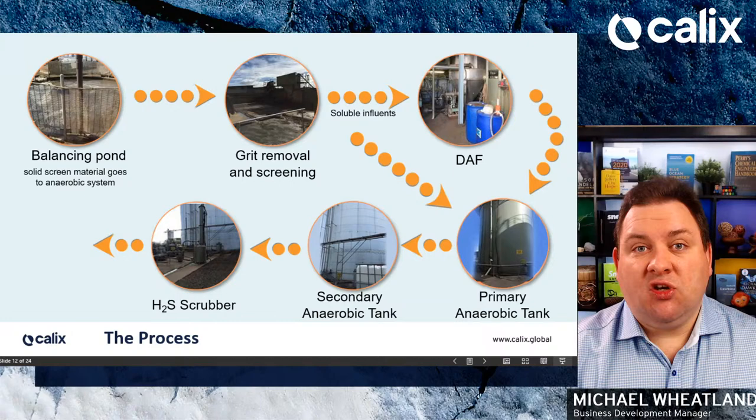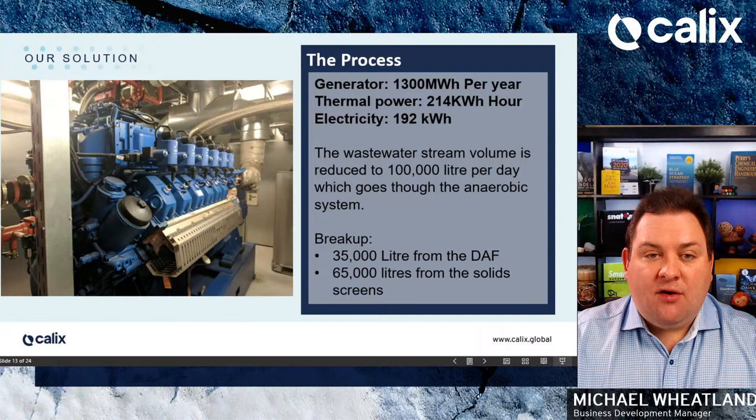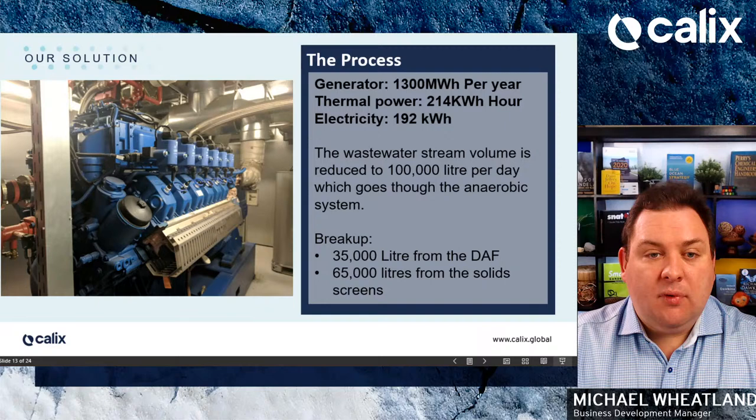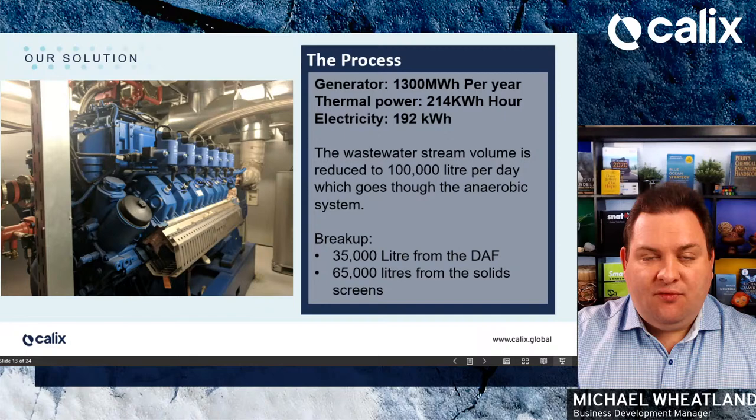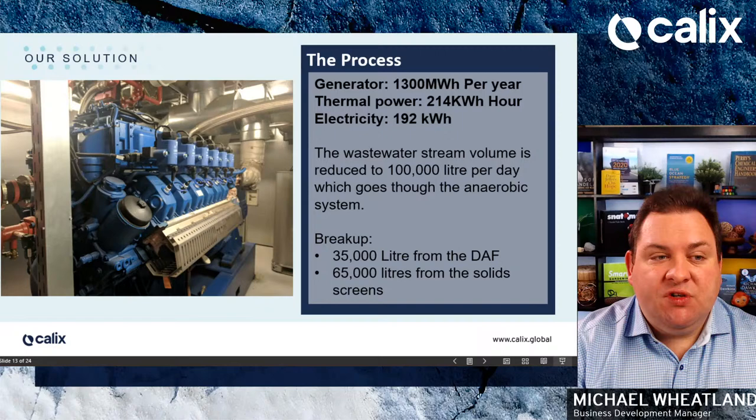These are the systems. So it's a 1300 megawatt generator. It's producing 214 kilowatt hours. Electricity 192 kilowatt hours. Sorry, thermal power 214 kilowatt hours, and electricity 192. So it's a fairly small system, but it works.